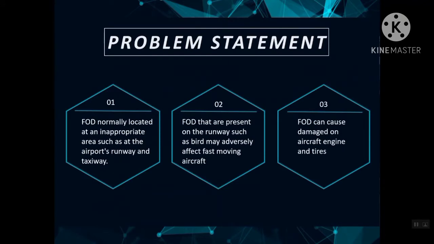Problem statement. First, FOD is normally located in inappropriate areas such as the airport runway and taxiway. Second, FOD that is present on the runway, such as birds, may adversely affect fast-moving aircraft. Third, FOD can cause damage to aircraft engines and tires.